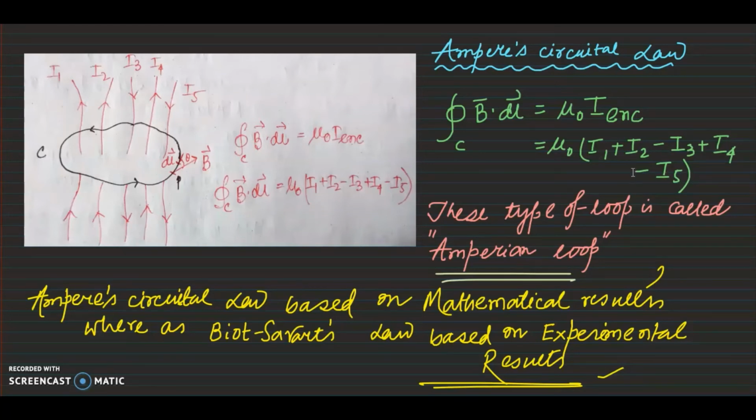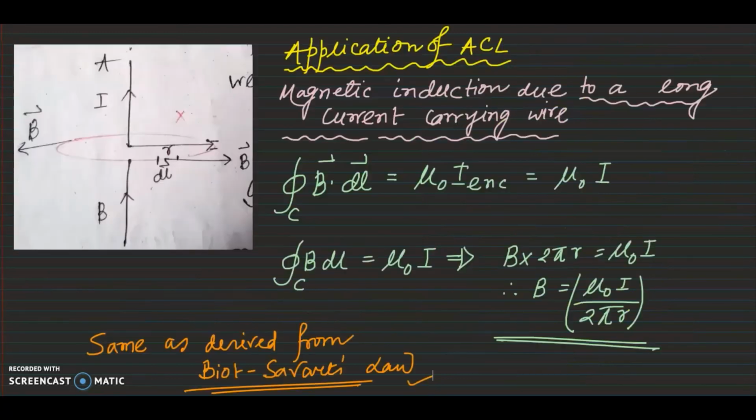Ampere's law may be derived from the Biot-Savart law, and the Biot-Savart law may also be derived from the Ampere circuital law. Ampere's law is based on mathematical results, whereas the Biot-Savart law is based on experimental results. Now we will see some applications of the Ampere circuital law, the ACL.